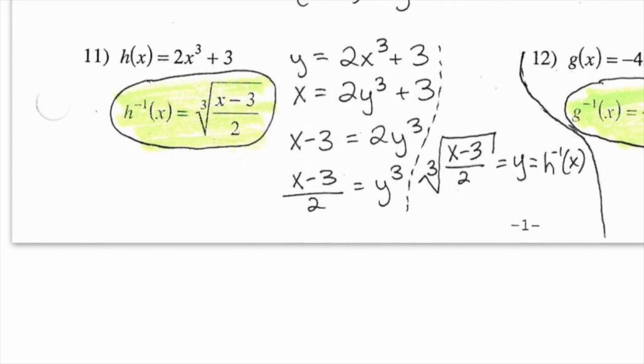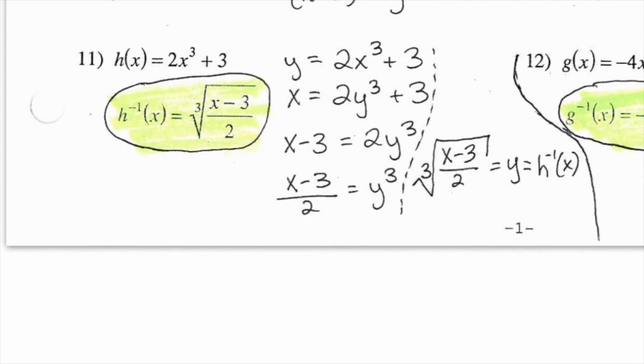Number 11, we have another cube to begin with here. So I hope you can kind of anticipate that we're going to be undoing it with a cube root somewhere in the expression. First again, substitute y in place of h of x, then trade the places of x and y, and now we need to get this y alone. So subtract off the positive 3 from both sides. We get x minus 3. Then we're going to get y cubed alone first.